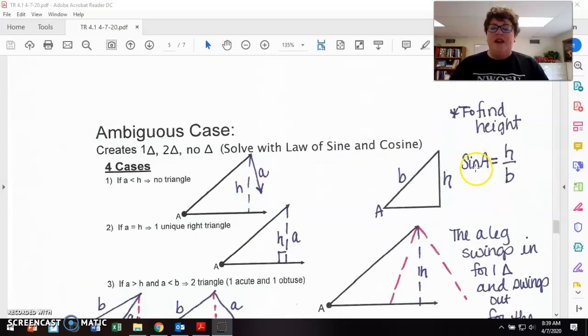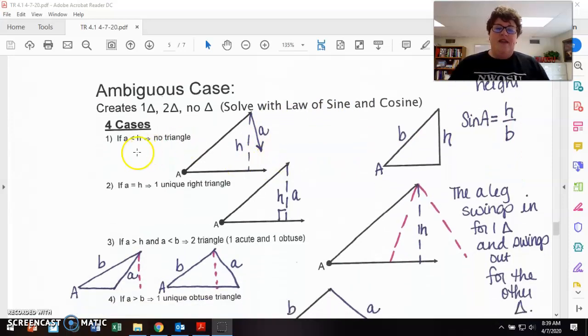You want to find your height, and how you do that is when you drop your height, the shortest distance to any 2 things is a straight line. So if I drop my height, I can use right triangle trigonometry because I've dropped that and become a right angle. So the sine of A is equal to H over B, so opposite over hypotenuse. So once I found my height, if A is less than H, then that means I have no triangle. It's impossible. That means A never hits the bottom. That means it's not a triangle.